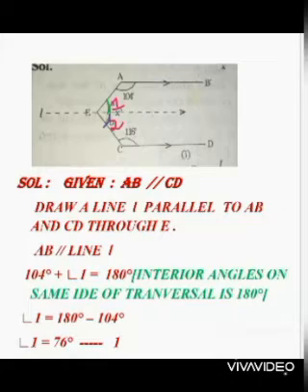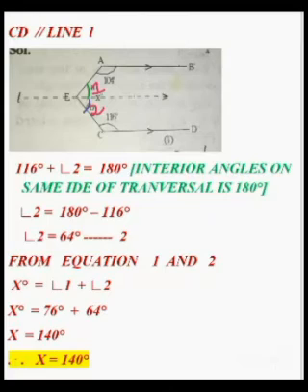So angle 1 plus 104 degrees is equal to 180 degrees. You have to find out the value of angle 1. So let us transpose 104 degrees to the other side. Then angle 1 is equal to 180 degrees minus 104 degrees. So you will get angle 1 is equal to 76 degrees. Now you got angle 1 as 76 degrees. Let us consider this as equation 1. Now let us find angle 2. Okay, measure of angle 2.